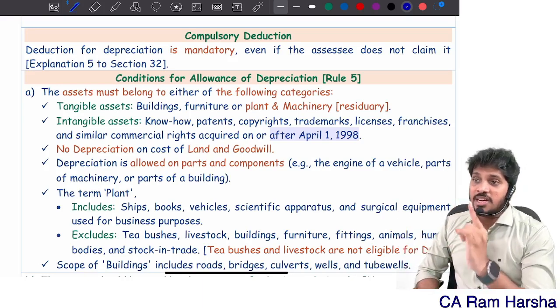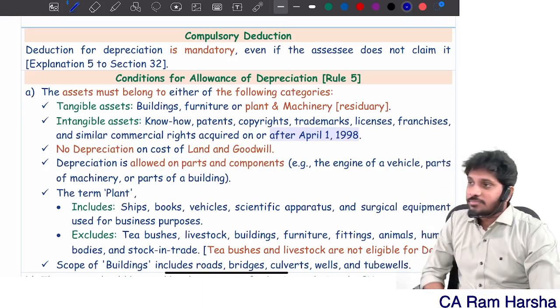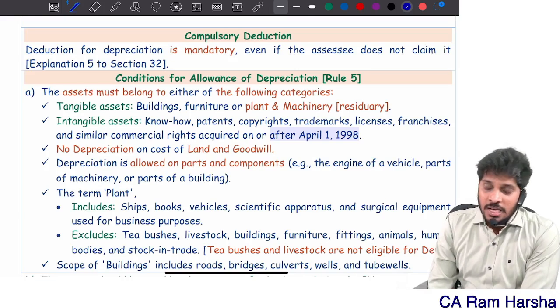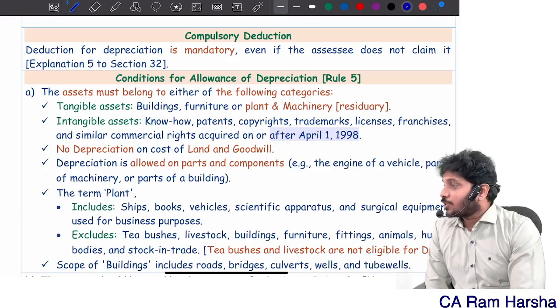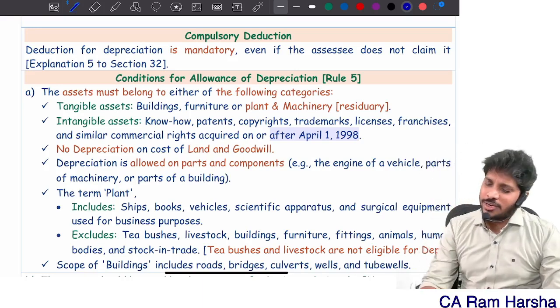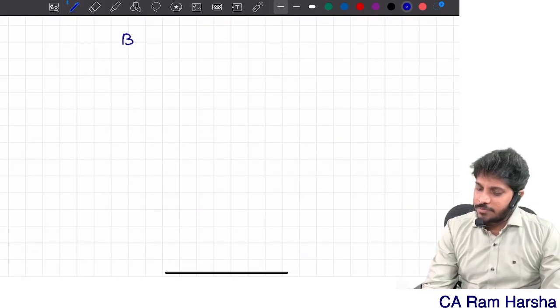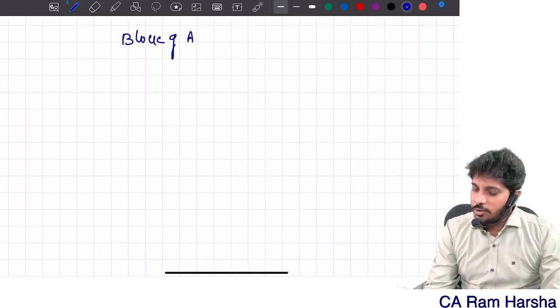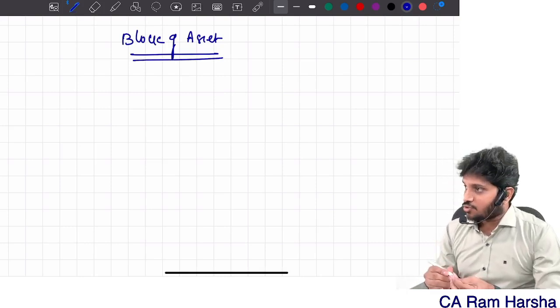In normal accounting, you calculate depreciation asset-wise. Whereas in income tax, depreciation is calculated block-wise. What is it called? Block. A block is nothing but a group of assets. Under income tax, we follow an approach called the block of assets approach.